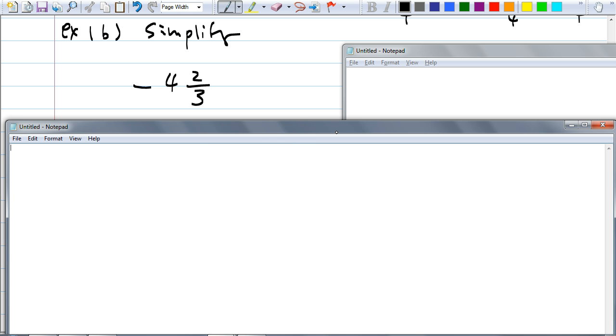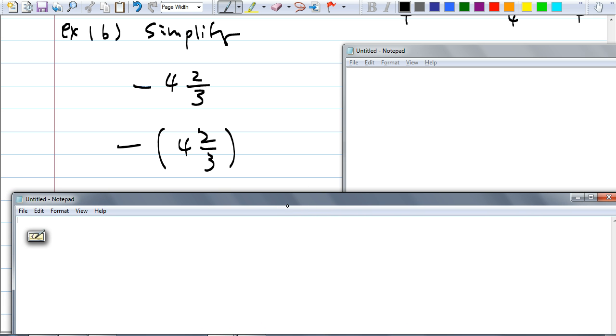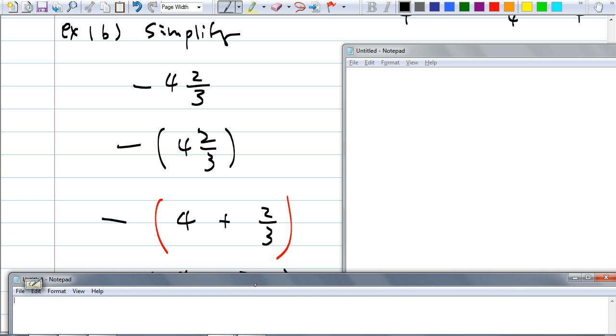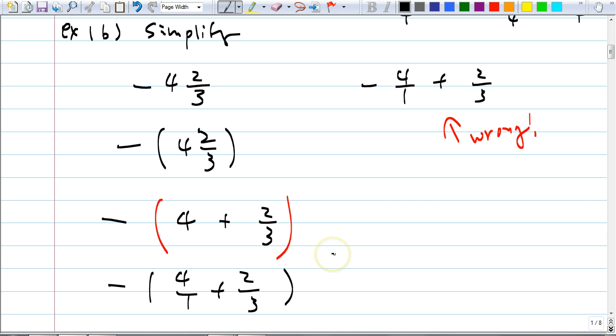So this really means negative, parentheses, 4 and 2/3. Isn't that what it means? It's negative of that whole fraction, 4 and 2/3. You get that, Tony? So you can think of that as 4 plus 2/3, but it's negative of the whole thing. So if you think of it as negative 4 over 1 plus 2/3, that's wrong. You see what I mean? You have to have parentheses around this. You see the difference? I'm talking about negative of this whole.